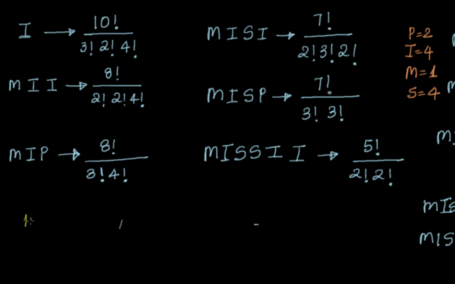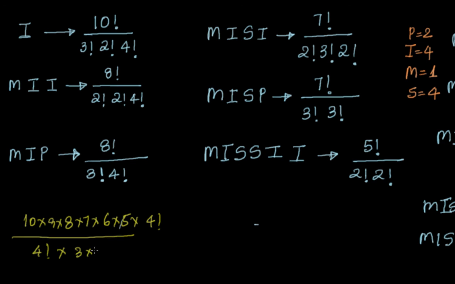So I will write down 10 into 9 into 8 into 7 into 6 into 5 into factorial 4, divided by factorial 4 into factorial 3, which is equal to 3 into 2, again factorial 2, which is equal to 2. Factorial 4 cancels. 3 2s are 6, gone. 2 will go 4 times.